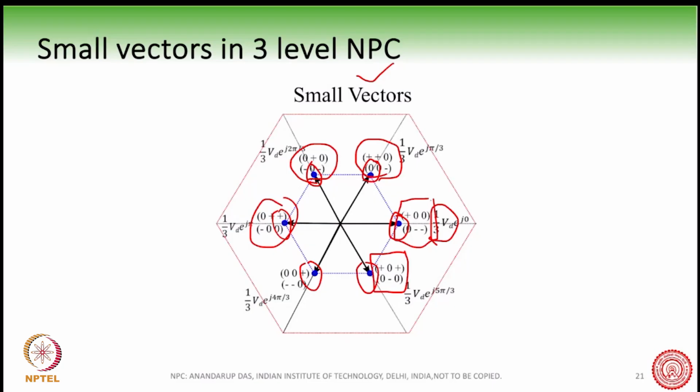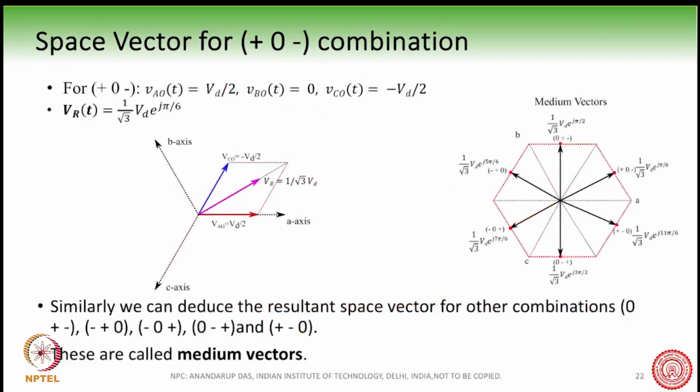All right. In a similar way, if you see this particular switching combination plus 0 minus, what will happen? Plus 0 minus means on the A phase you have given plus, so VAO is VD by 2. On the B phase you do not have any contribution, whereas on the C phase you have a minus VD by 2 contribution. So C phase is minus VD by 2. If you do the vector addition, you basically get this vector here, VR, 1 by root 3.